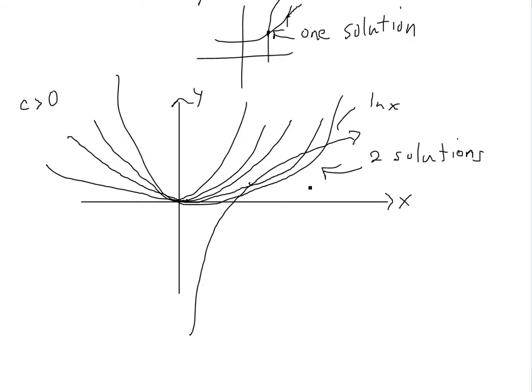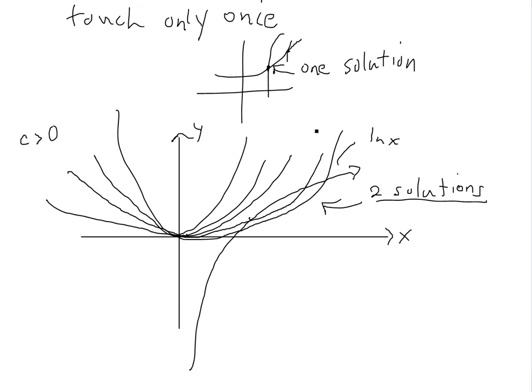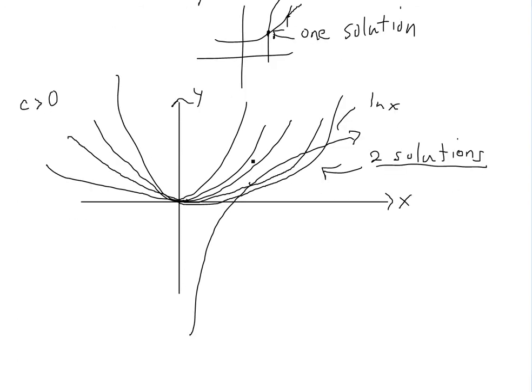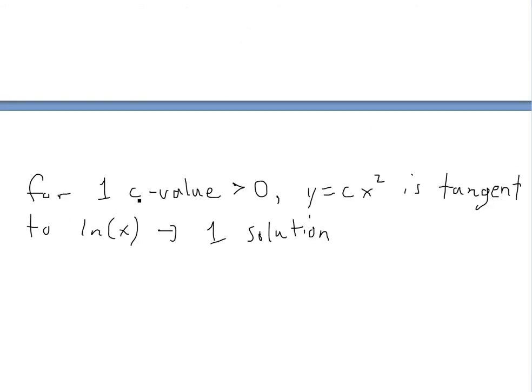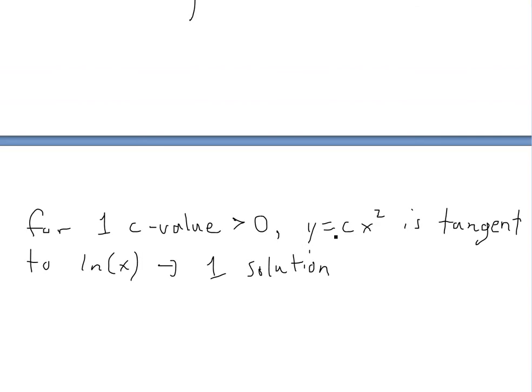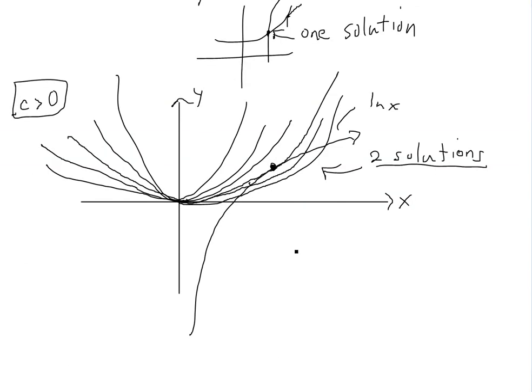If it's intersecting twice, that means there are two solutions for these values of c, so we can't have that. In other cases, there is no intersection at all. But there is one value of c where it touches somewhere over here, so there is a tangent line over here. Inside this category, there is a c value. I wrote it down here: for one c value greater than 0, the curve y equals c x squared is tangent to ln of x right here, which means there's exactly one solution in this case. We'll have to find that soon.